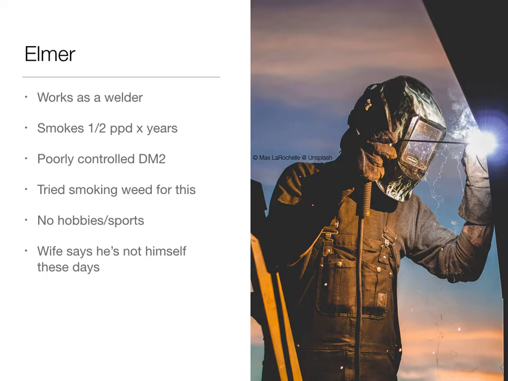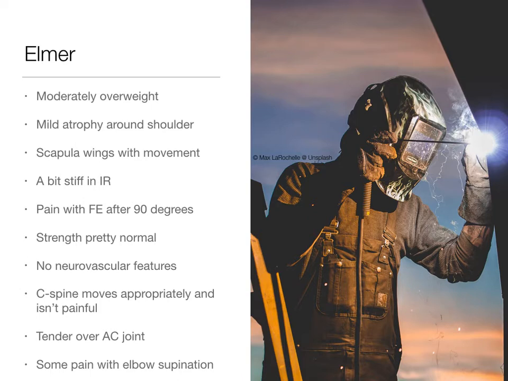He hasn't got any hobbies or recreational activities, and his wife, who's come with him to clinic, says he's just not himself lately. When you examine him, Elmer is somewhat overweight with only mild atrophy around his shoulder. When you watch him move his arm, his scapula wings with the movement, he's stiff in internal rotation behind his back, and his forward elevation is painful after about 90 degrees. His strength is well conserved. He has no neurovascular findings and his neck works fine. He is tender when you palpate his AC joint, and he has some pain with resisted elbow supination.